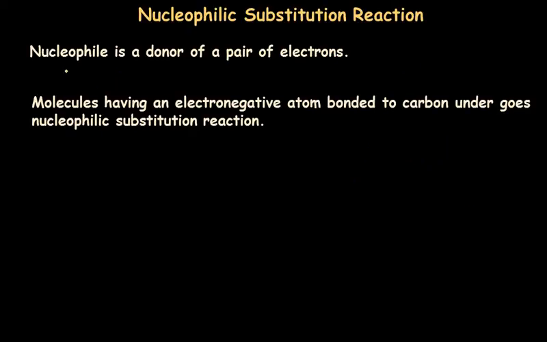Now let's first understand what we mean by nucleophile. A nucleophile is a donor of a pair of electrons. So it's a species which should have an extra lone pair with a negative charge, which can react with a carbon carrying a positive charge or a partial positive charge, and it is also bonded to some electronegative atom like chlorine or hydroxide or any other electronegative atoms. And we call this reaction a substitution reaction because the incoming nucleophile is going to replace the electronegative atom from the tertiary compound.